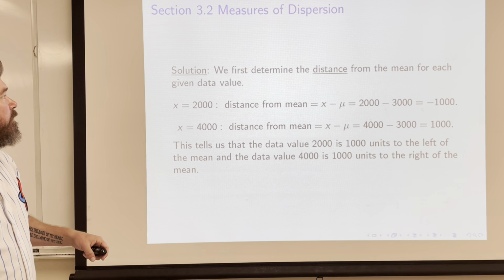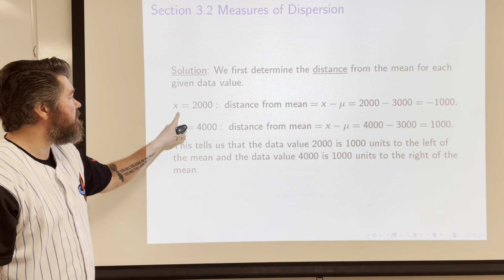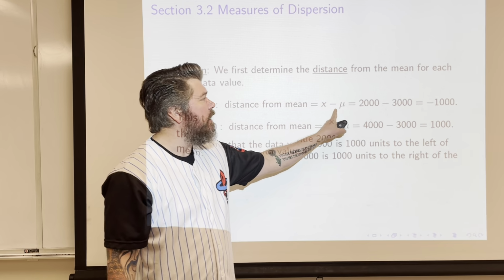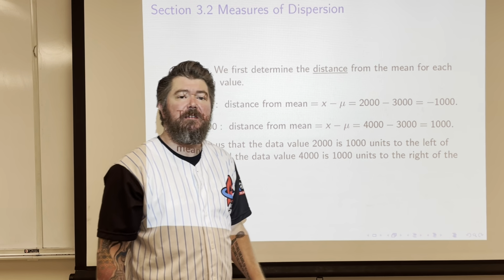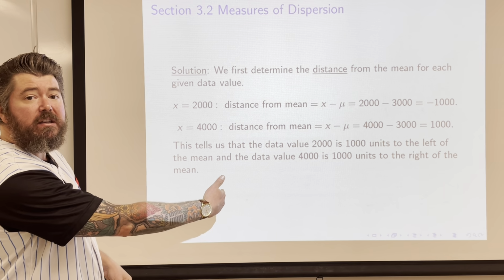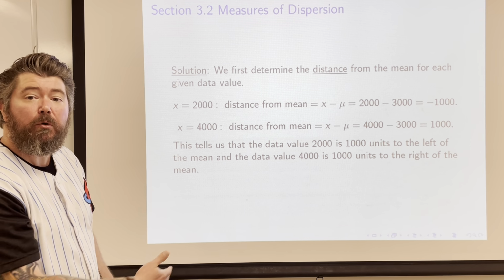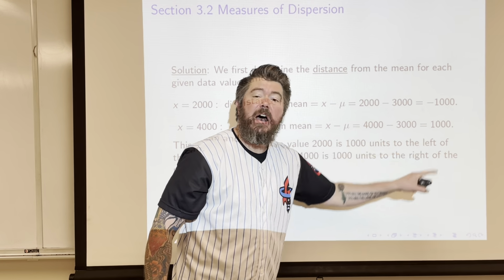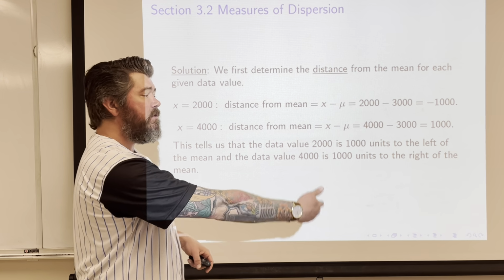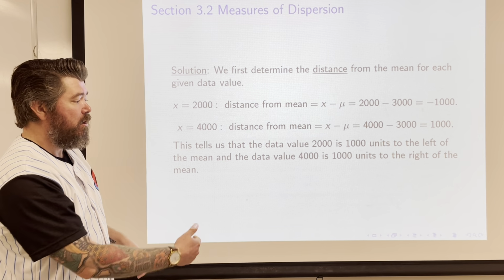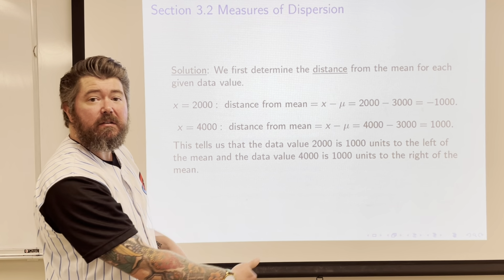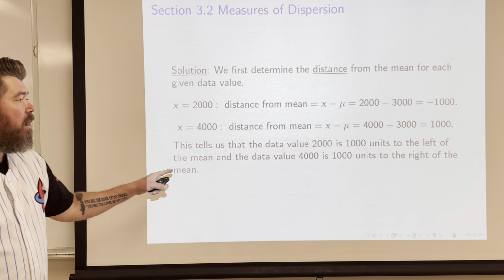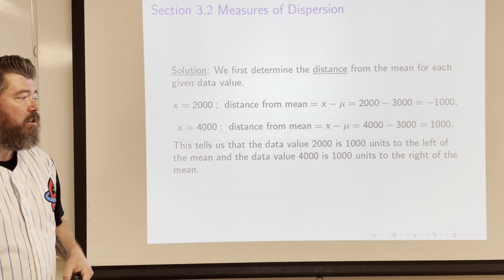Mathematically, we can calculate it as follows. First, we find the distance. If our first value we're looking at is 2,000, then the distance from the mean is 2,000 minus 3,000, which gives us negative 1,000. That tells us that we're 1,000 units to the left. Whenever we're negative, we're to the left of the mean. And if we look at 4,000, we're again 1,000 units away from the mean, but now it's positive, so we're going to the right of the mean. So 2,000 is 1,000 units to the left, and 4,000 is 1,000 units to the right of the mean.